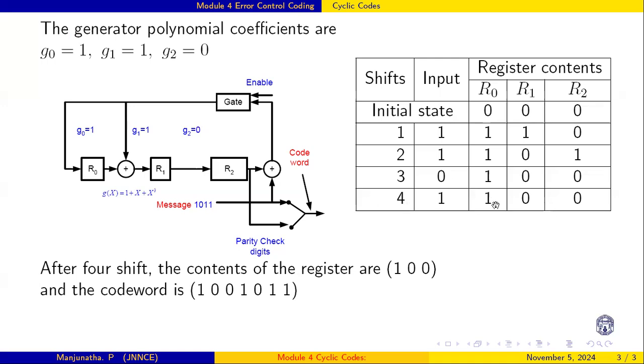When the last bit 1 enters, at that time, what is the content of the registers? The content of the registers is 100. The given message is 1011 and the content of the registers is 100. Once it is fully loaded, the gate is closed. Another 3 clocks are required to shift these contents here. Once all the messages are entered into the circuit, this gate is closed and the contents are simply shifted here. That is 100. In this way, this works.